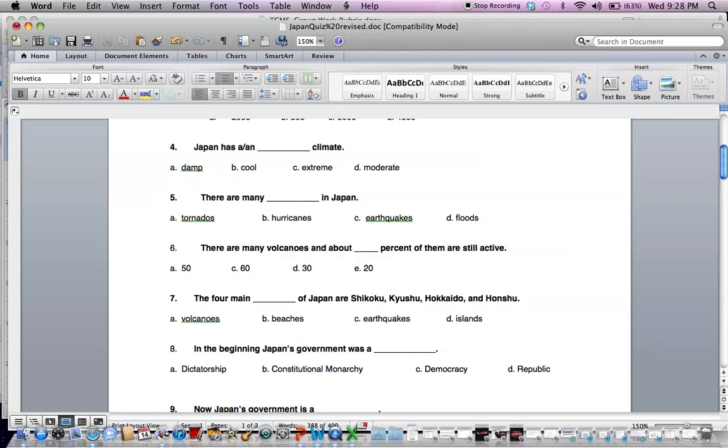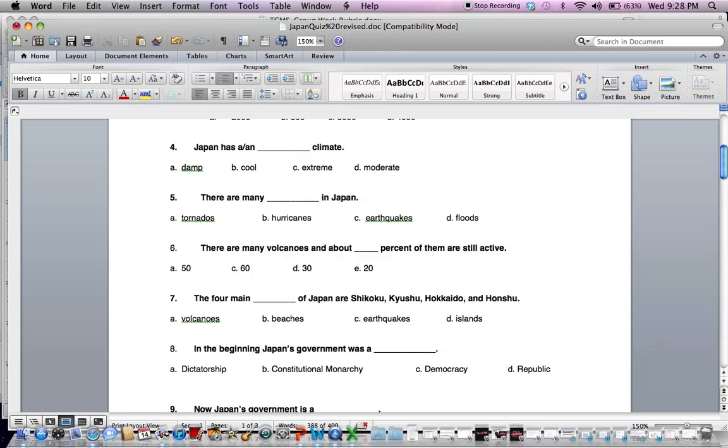Number 5, there are many blank in Japan. A, there are many tornadoes in Japan. B, there are many hurricanes in Japan. C, there are many earthquakes in Japan. Or D, there are many floods in Japan.